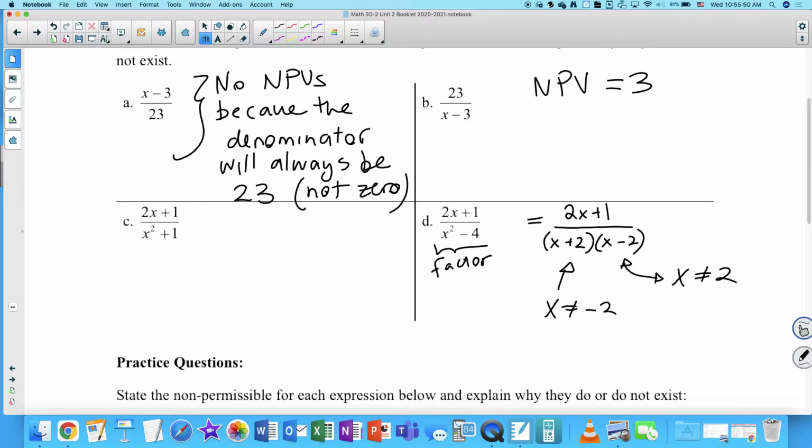2x plus 1 over x squared plus 1. Okay. Well, is there anything that we can factor here? No, this is a sum of squares, okay? Now, to be honest, just because you can't factor it doesn't necessarily mean that there's no non-permissible values. You won't see that in this course, but if you remember back to last year, you looked at the quadratic equation, where you have irrational values that make the denominator equal 0. Okay, so I'm not going to say that if it's not factorable that there's no non-permissible values, but you're not going to see that in this course.